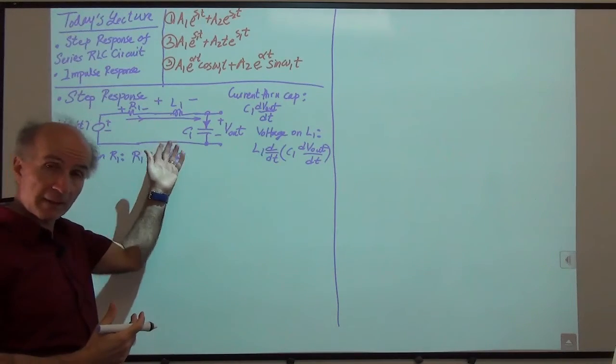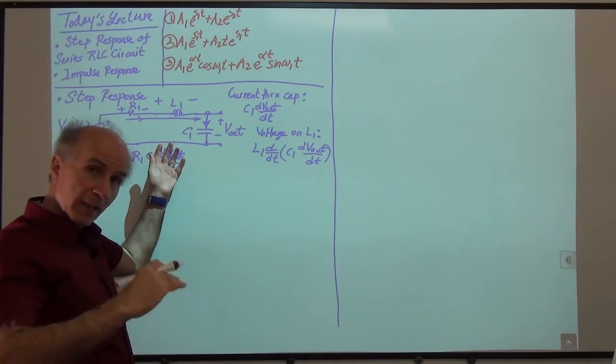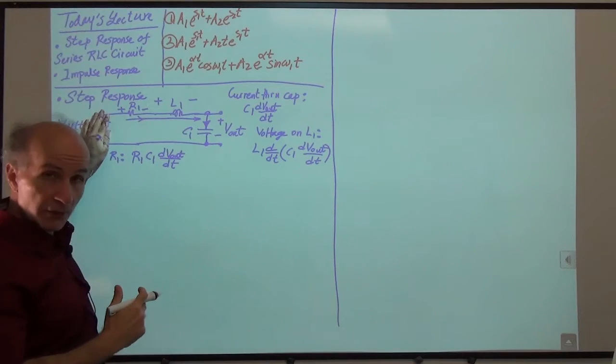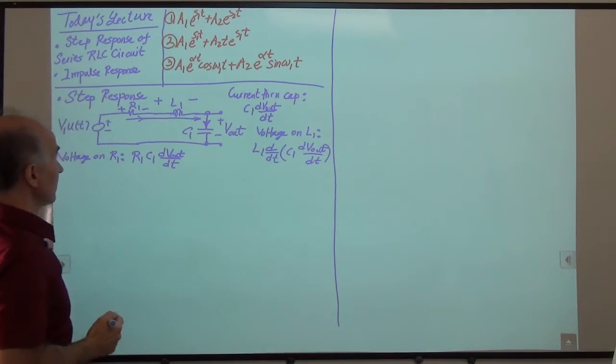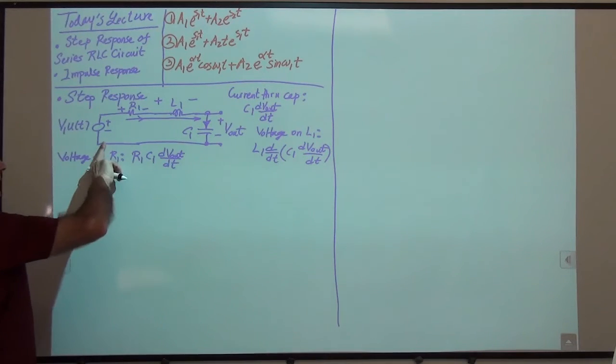You can see that this is very similar to what we did last time, except that last time we didn't have this voltage source here, right? Everything else was there, so we're doing the same thing. Okay, so let's go ahead and write our KVL. We're going to start from here.